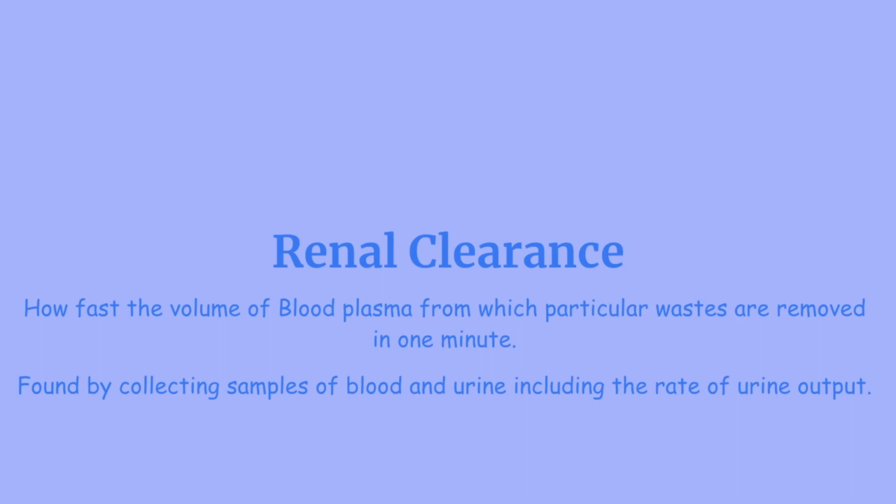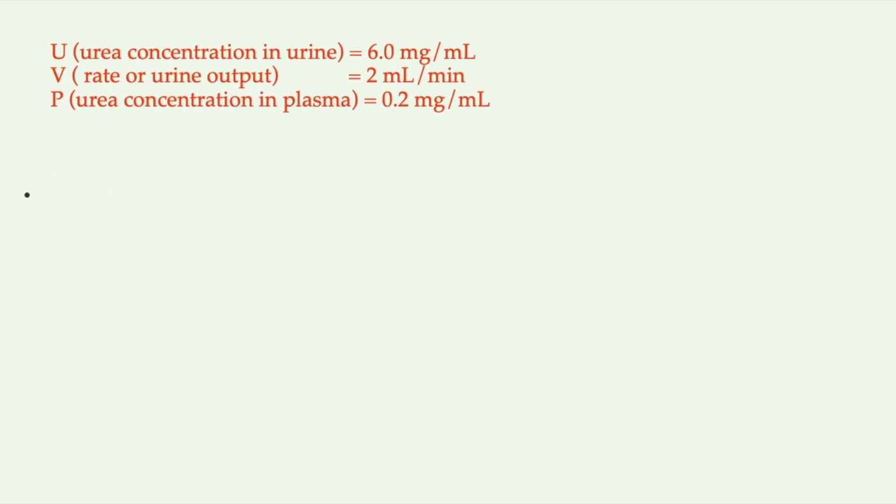Now, renal clearance is how fast the volume of blood plasma is cleared of a particular waste in 1 minute. This is found by collecting samples of blood and urine, including the rate of urine output. To understand renal clearance, let's move over to the ThinkPad. Alright, so we're at the ThinkPad and we want to understand renal clearance. To do that, we need to identify the equation to find renal clearance.